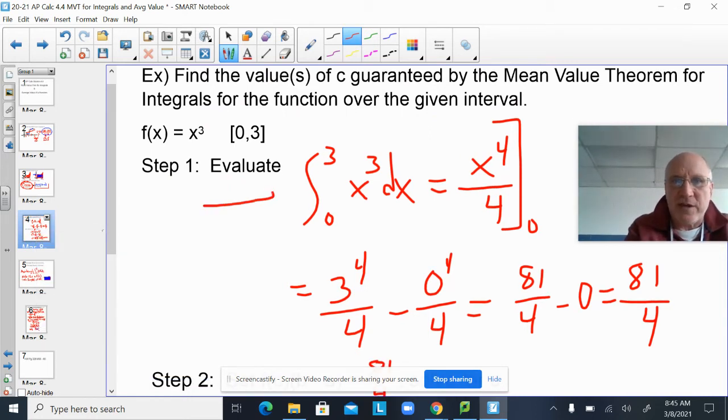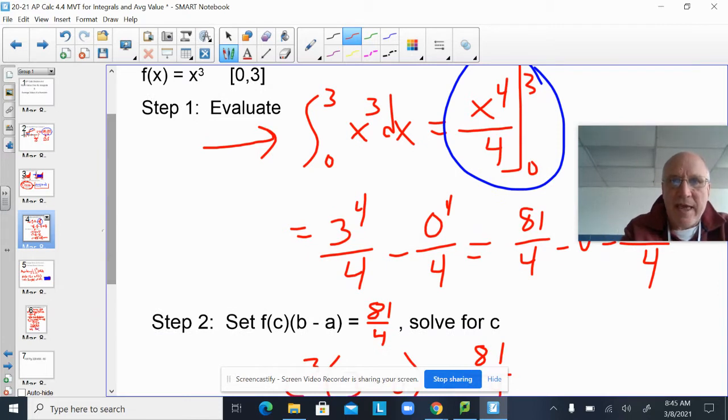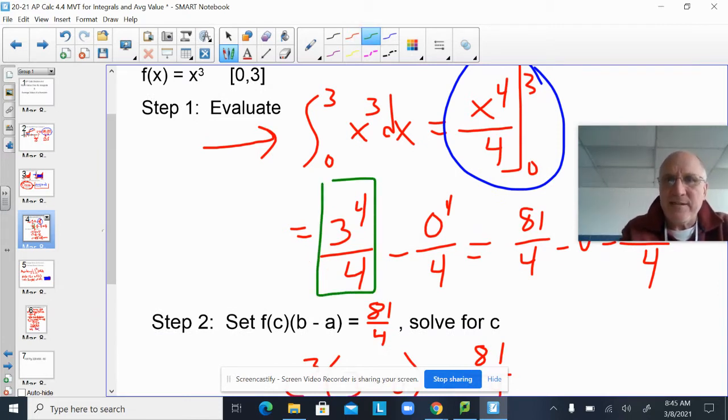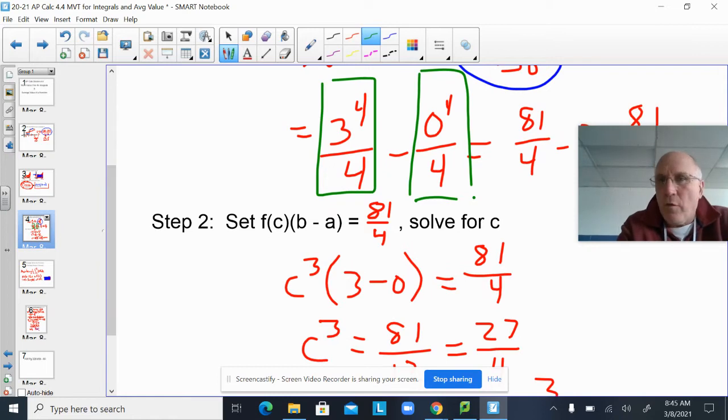To take the integral from 0 to 3, I took the antiderivative of x cubed, which is x to the 4th over 4, and I'm going to evaluate it from 0 to 3. Remember what that means: I'm evaluating it at 3 minus evaluating it at 0. So it's capital F of B minus capital F of A. Turns out to be 81/4.